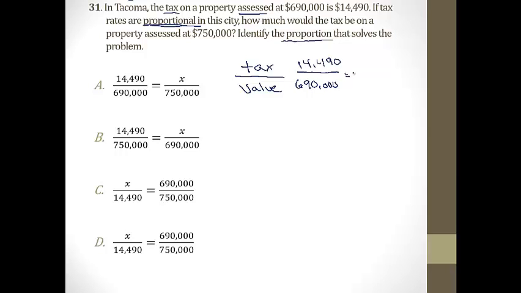I'm going to compare that to another property. How much would the tax be on a property assessed at $750,000? So I'm looking for the amount of tax, so that's where my variable is going to be, and the property is valued at $750,000. So this is the proportion right here.